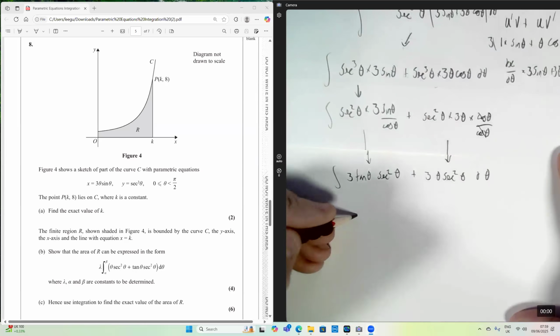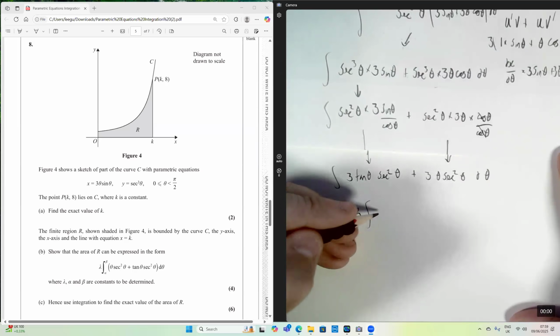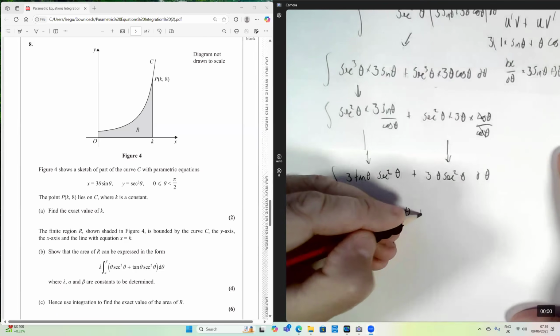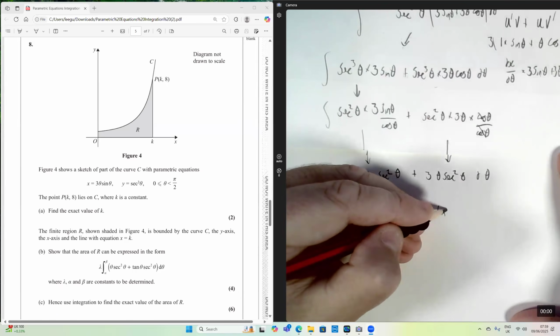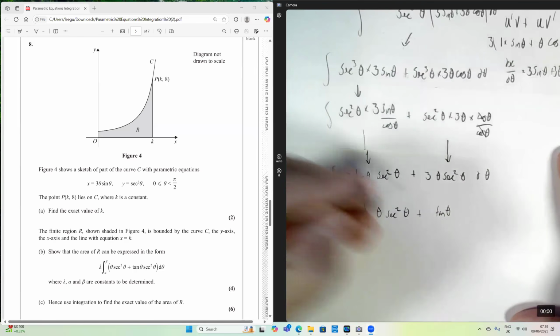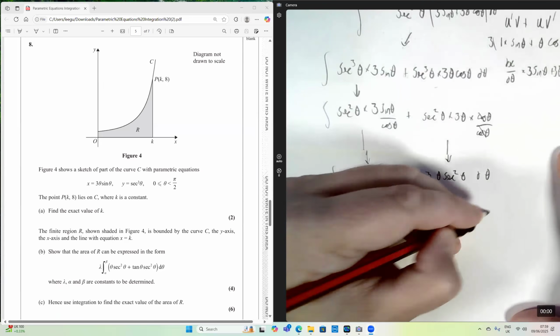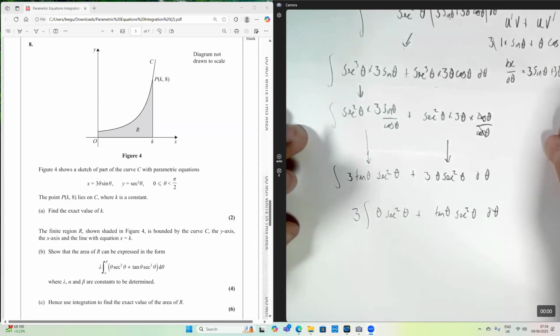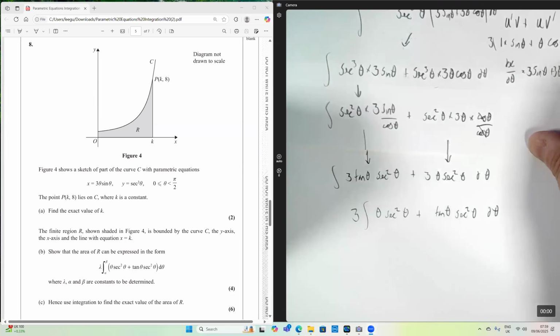We can take the 3 outside the front because it's common to both, and we end up with 3 lots of theta sec squared theta plus tan theta sec squared theta d theta. So we've got that in the required form now. The only thing we need to think about now are the limits, and the limits are between k and 0. We already found out that k earlier on was root 3.